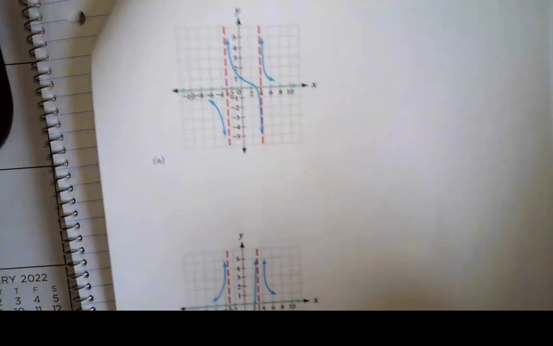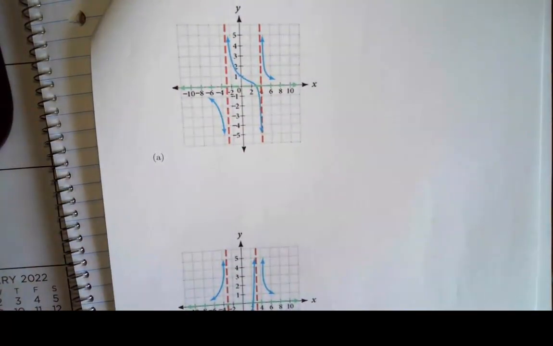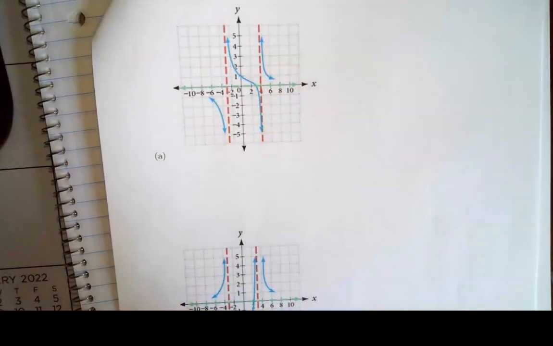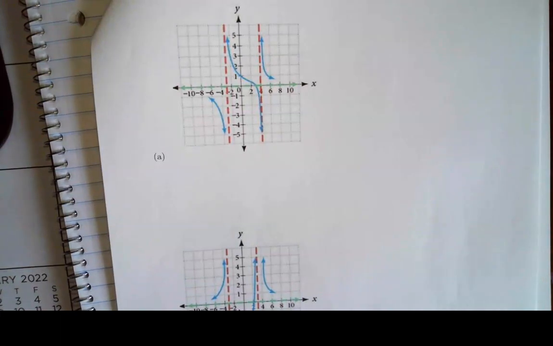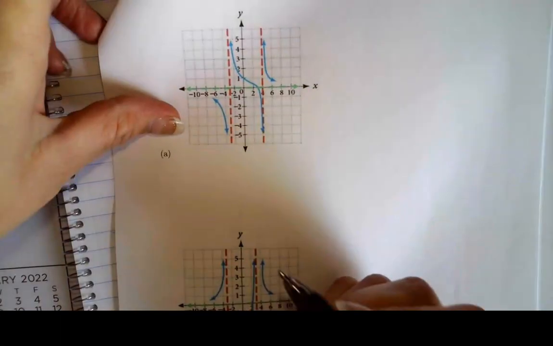All right, so if we are given a graph, we need to pull the information out of it that we need in order to make the equation of the graph. So we're going to pull some key points and some asymptotic behavior.